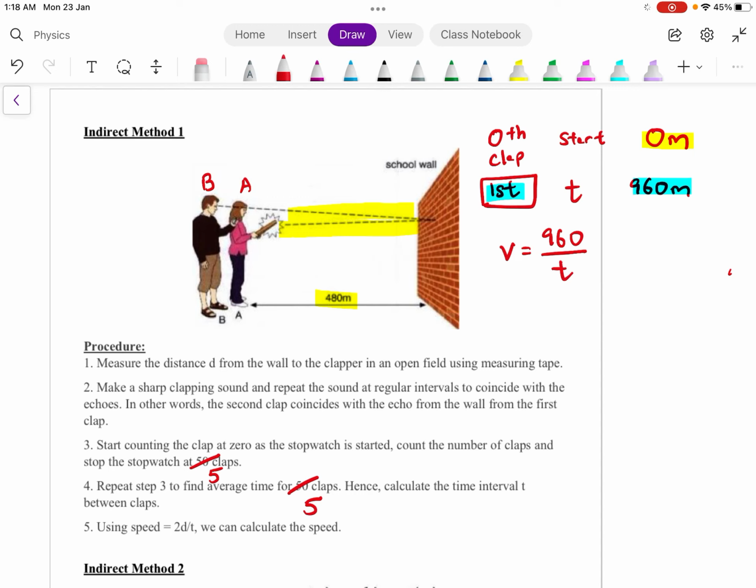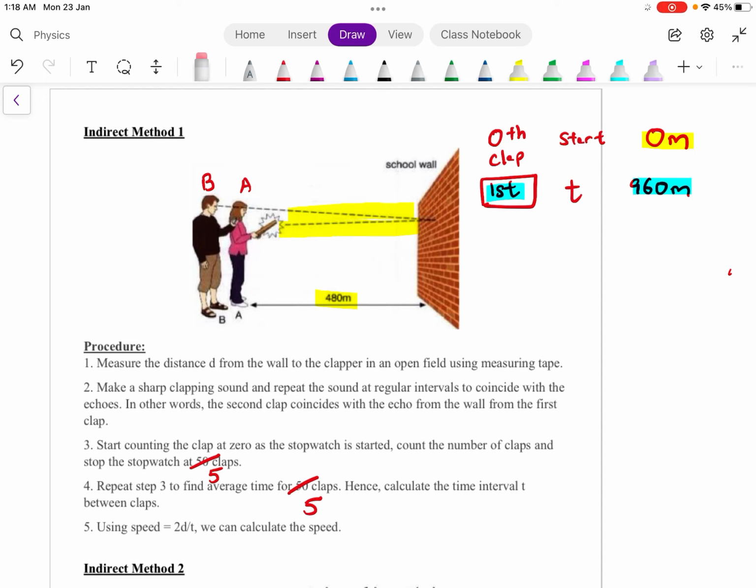Of course, if you only involve the first clap, the speed of sound is rather inaccurate. So the best is to do as many claps as possible. To make things simple, I just want to do 5 claps. So let's continue to clap. After she hears the first echo, she claps for the first time.